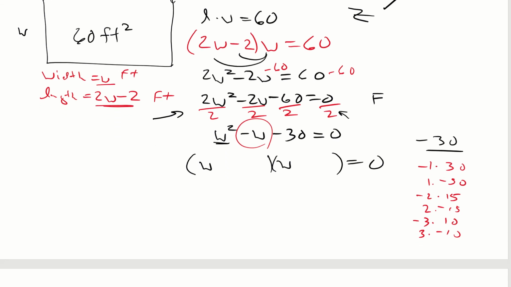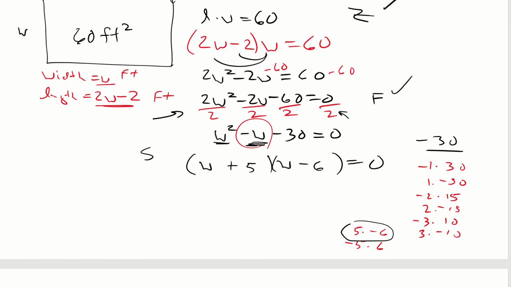The bottom of the list would be 4. It would be 5. It's going to be 5 times -6, or is it -5 times +6? The winner chicken dinner is this one. This one adds up to the -1 right there. So you plug those numbers in. +5, -6. All right, it's factored.